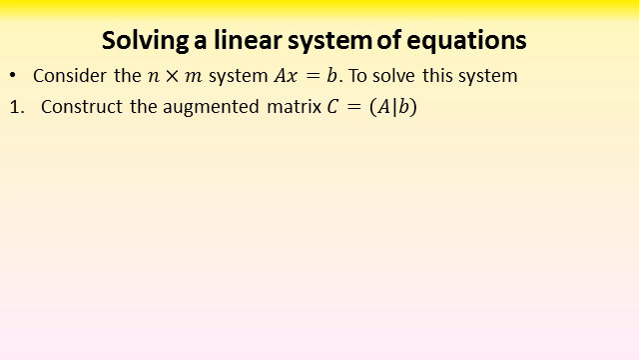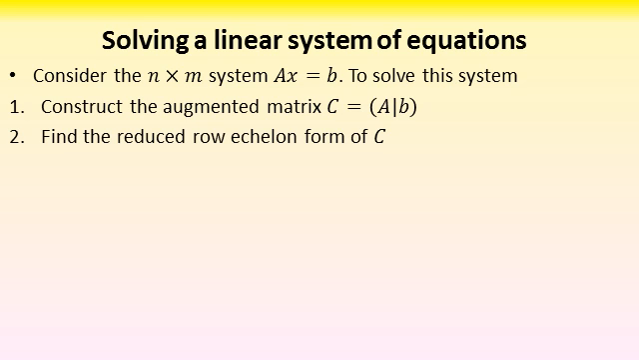Then, once we have the augmented matrix C, we find the reduced row echelon form of C. We then know that this reduced row echelon form is an augmented matrix of an equivalent system to the one we started with. The advantage being that this reduced row echelon form represents a system which is much simpler than the one we started with. So for the next step, we recreate the system from this new reduced row echelon form. And this will be so simple that we can immediately solve the system.